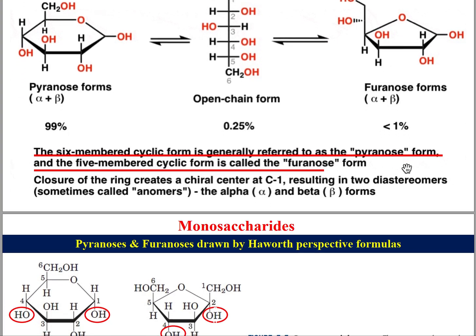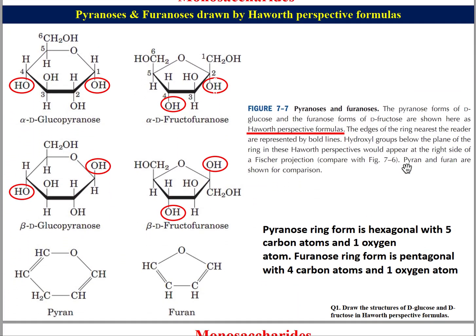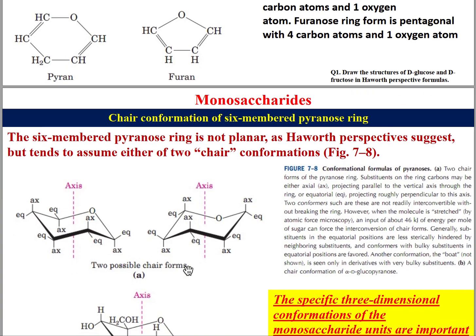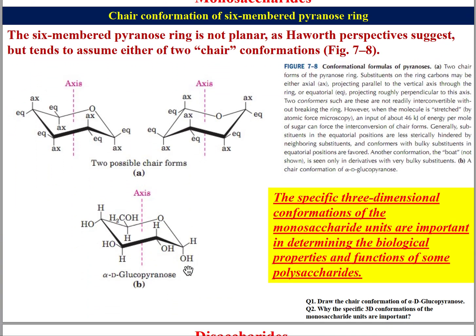Here you can see examples of pyranose and furanose. Those are isomers: alpha glucopyranose, alpha fructopyranose, beta glucopyranose, beta fructopyranose, and the common ring structures are here, pyran and furan. The six-membered pyranose ring is not planar as the Haworth perspective suggests, but tends to assume one of two chair conformations, and the specific three-dimensional conformation of the monosaccharide units is important in determining the biological properties and functions of some polysaccharides.